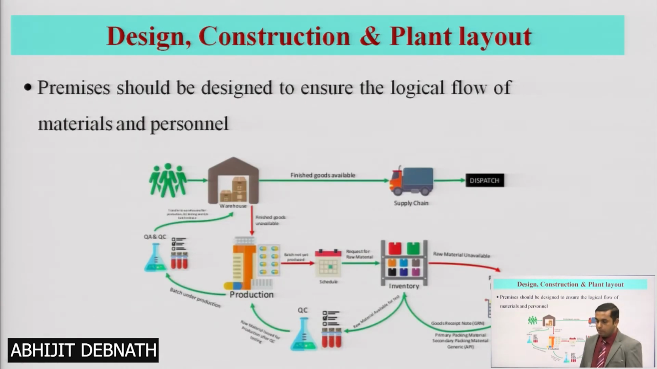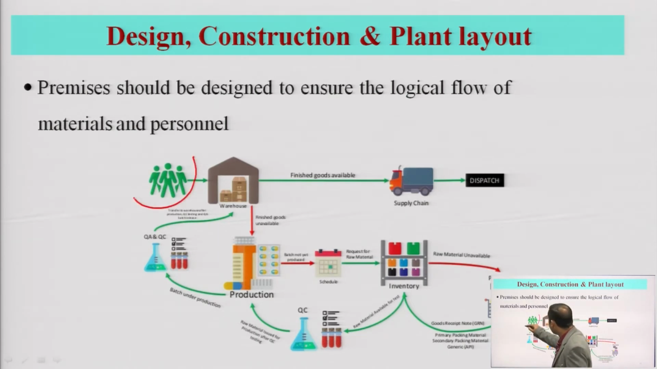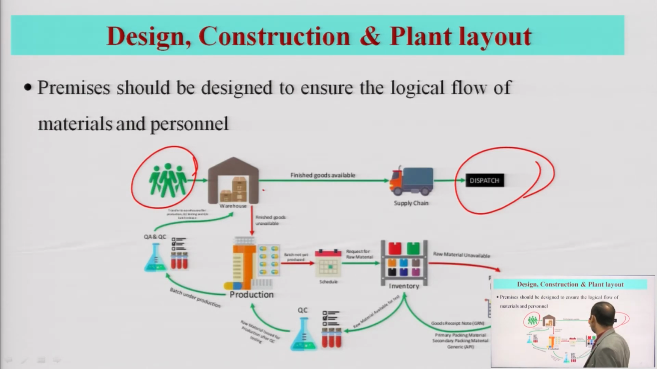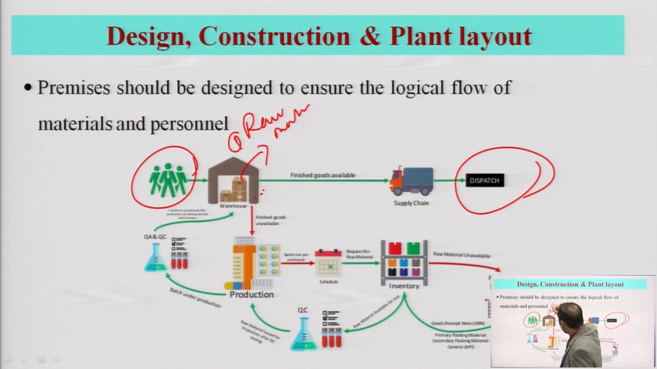Then also, premises should be designed to ensure the logical workflow of material and personnel. For example, you can see here are the working personnel, here is the dispatch. If people are entering the warehouse, all the things will be kept, and quality control people will go there, do some quality control checks, and then get approval. Now, whatever things will be present in the warehouse, first there will be three things. First is the raw material. Second is the packing material. Third is the finished product.